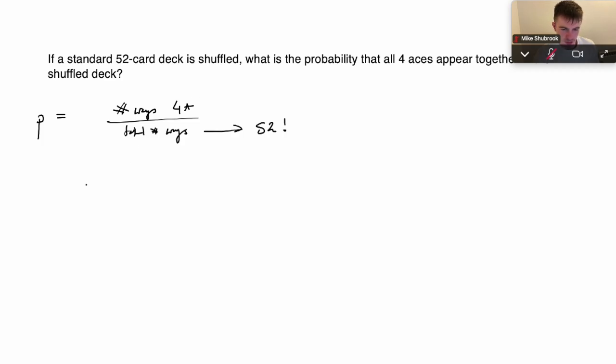Well, what we do is we treat the 4 aces as a single unit, and then we shuffle that unit around. So then we will have 49 units that we want to shuffle around. So 48 of these are cards, and one of these is the 4 aces together. But then we need to account for the number of ways that the 4 aces can be rearranged themselves. So we need to multiply this by 4 factorial. So the probability will be 49 factorial times 4 factorial over 52 factorial.